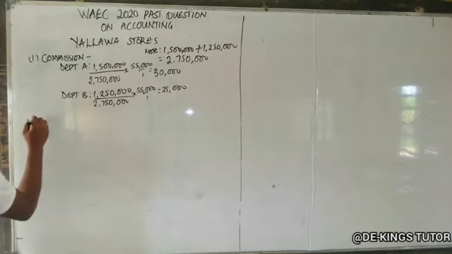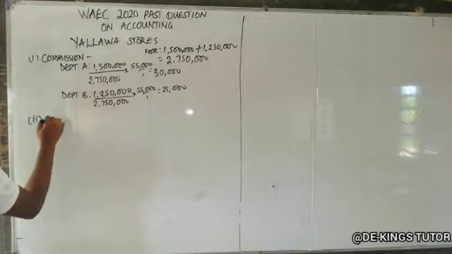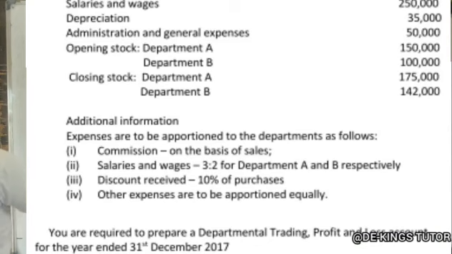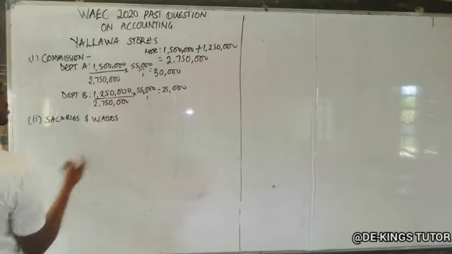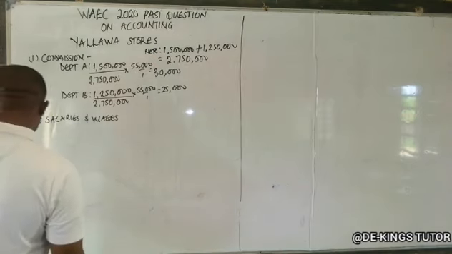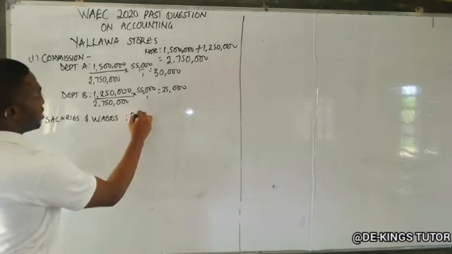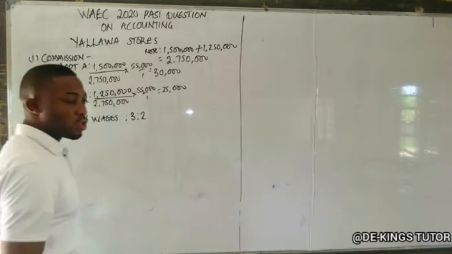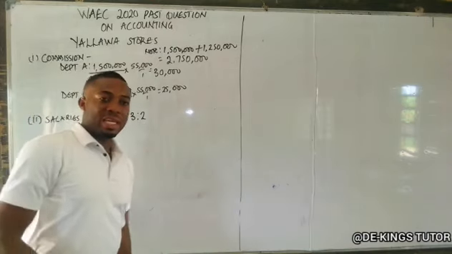Salaries and wages. They said it is 3:2 for Department A and B. 3:2 means for Department A is 3, Department B is 2. So we have to add it. 3 plus 2 will give us 5. So that's the total.